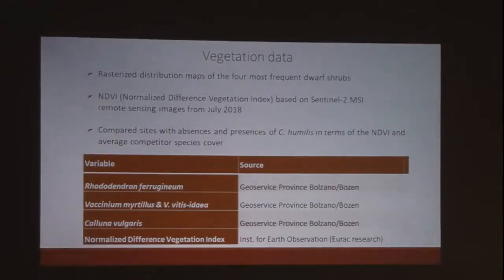And to assess whether these indicators are meaningful indicators, we compared the sites with presences of Carex humilis and absences of Carex humilis in terms of the NDVI and the average competitor species cover for the sites predicted to be suitable for the species. And as you can see here in the table on the right, all four indicators have shown significant differences between sites where Carex humilis has been absent and where it has been present.